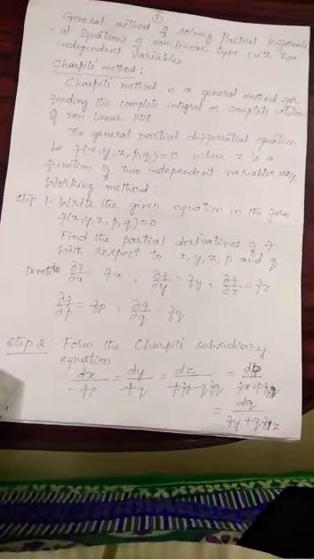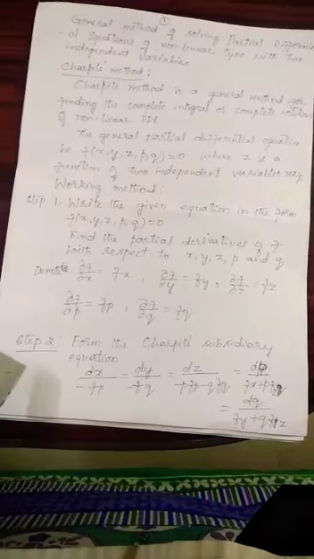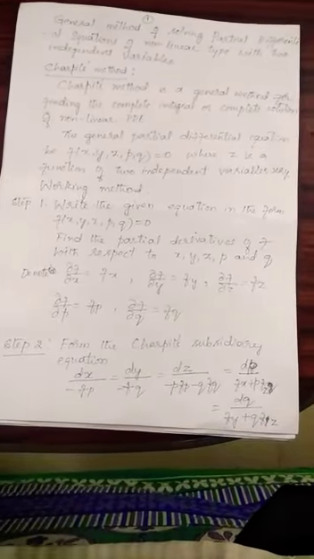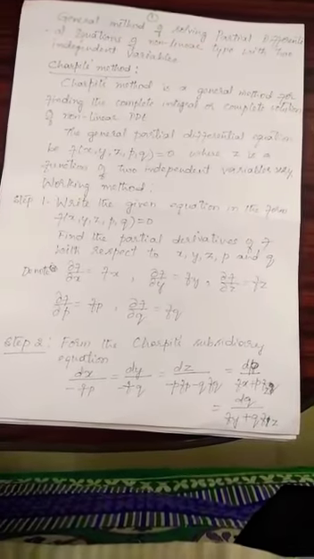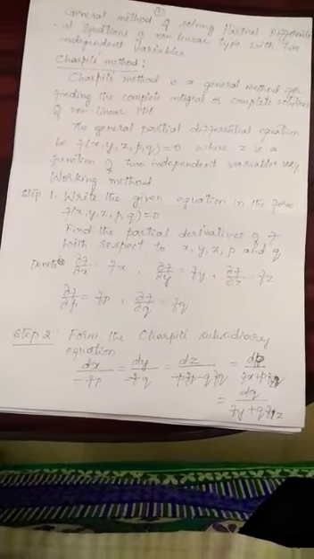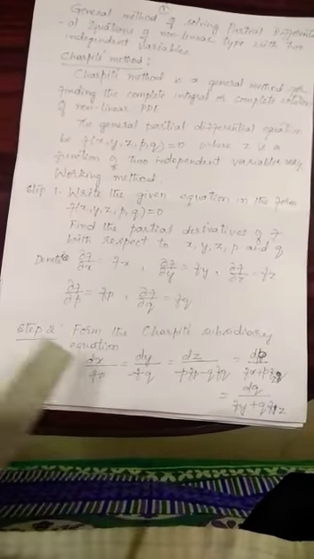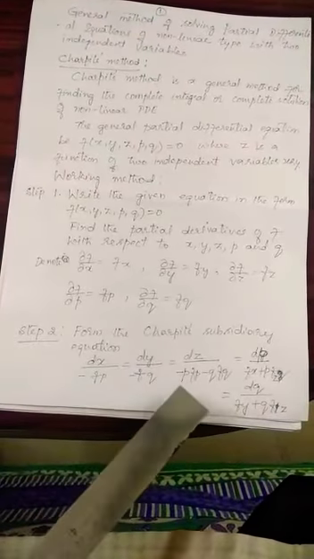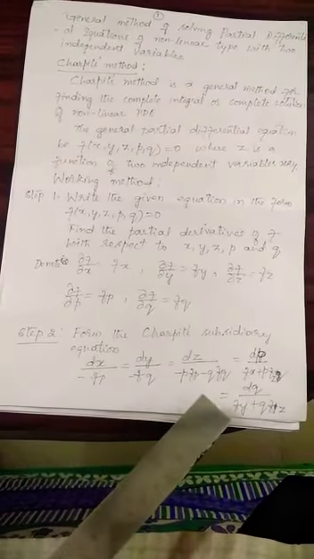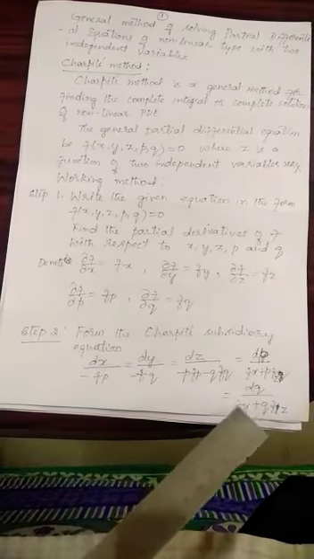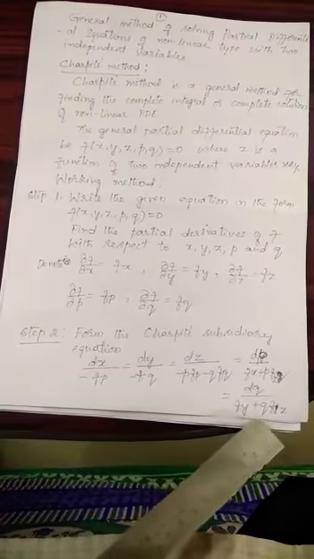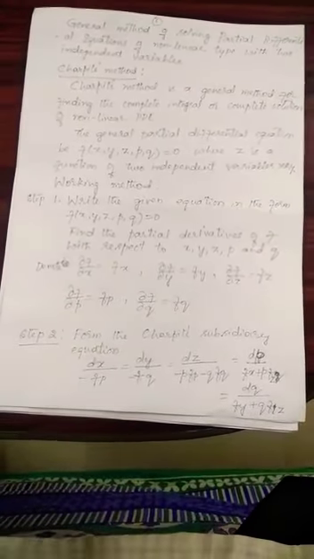After finding all the partial derivatives, you form the Charpit's subsidiary equation. In this equation, you have to substitute all the values, so you have to remember this formula. dx by minus fp is equal to dy by minus fq, is equal to dz by minus p fp minus q fq, is equal to dp by fx plus p fz, is equal to dq by fy plus q fz. So this is the formula, Charpit's equation.